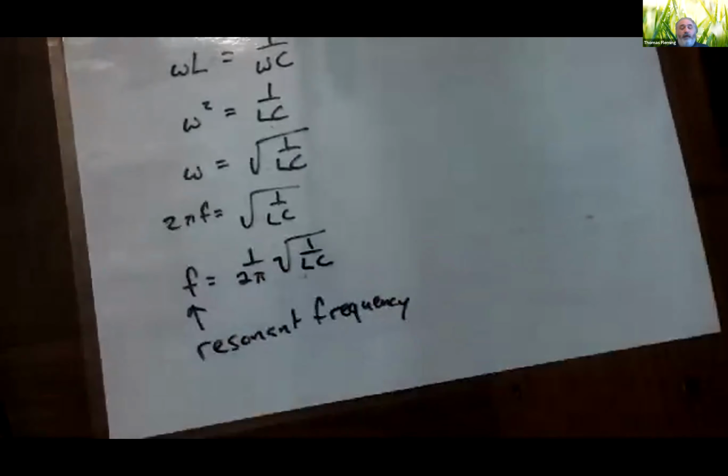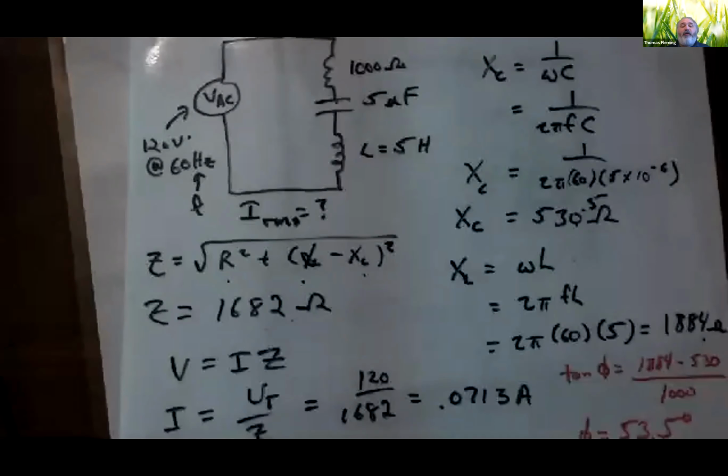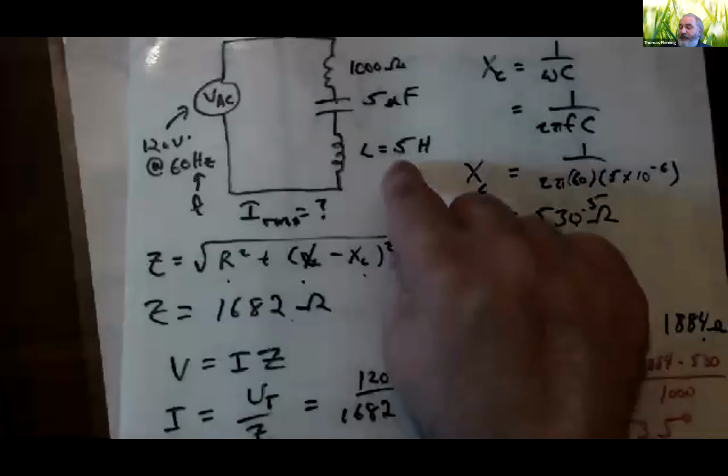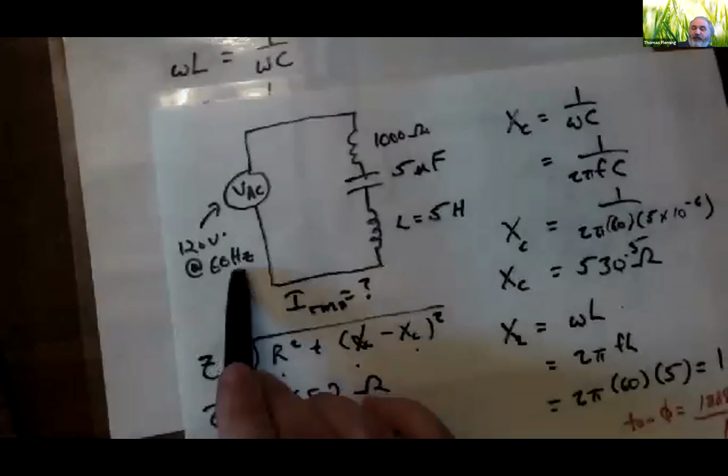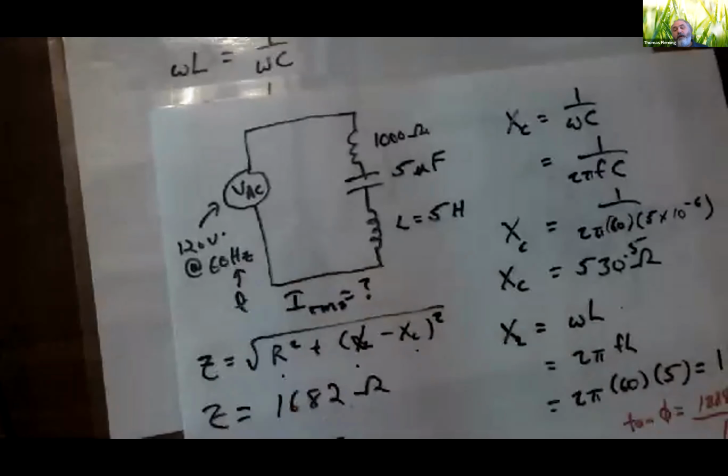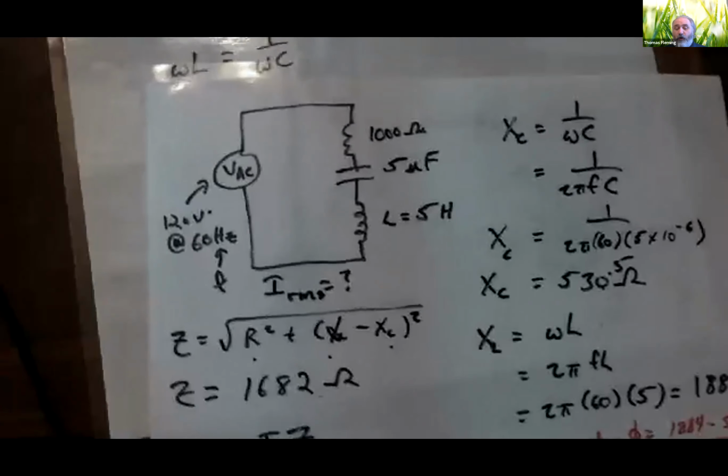Now, for this particular circuit, what would my resonant frequency have been? Well, L is 5 and C is 5 times 10 to the minus 6. And then 1 over that is 40,000. The square root of that is 200 divided by 2 pi. I get a resonant frequency of about 31.84. So if I were to cut this frequency from 60 down to 31.84, I would get more current. How much more current would I get?